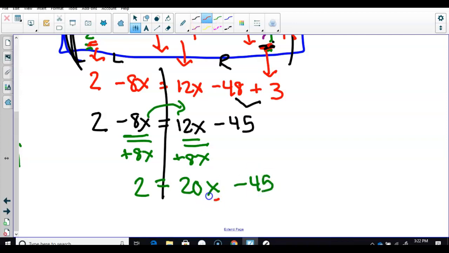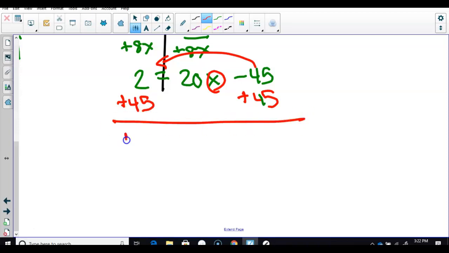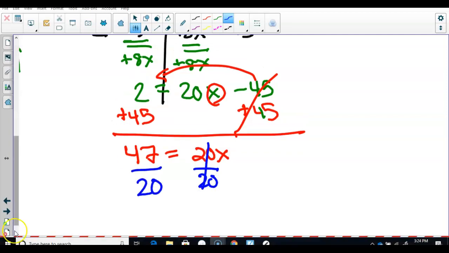And now I'm really ready to get this x by itself, right? Okay, so I have subtraction of 45. I need to get that over to the other side, so I need the opposite operation. Okay, so that gives me 47 equals 20x, and that cancels. And now I need to get rid of this multiplication of 20, so I'm going to divide by 20. Okay, so I have that 47 there, divided by 20.